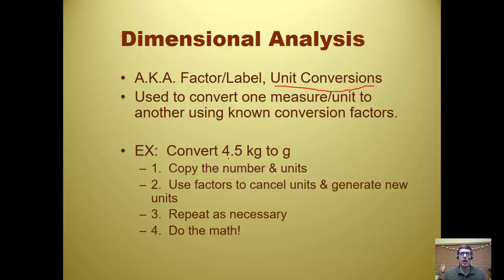So, the way it works, say I wanted to convert from 4.5 kilograms to grams, and you don't want to write out the stair steps. You don't need to worry about the stair steps anymore if you can remember what I told you on the last page, and you're going to be able to solve all problems in the future. So first, you copy down the number and the units, paying attention to sig figs. Yep, they're not going away. Then you're going to use factors to cancel units and generate new units. These will be the new units, and these will be the ones that you cancel. And then you repeat as necessary, and then you just plug and chug. You do the math.